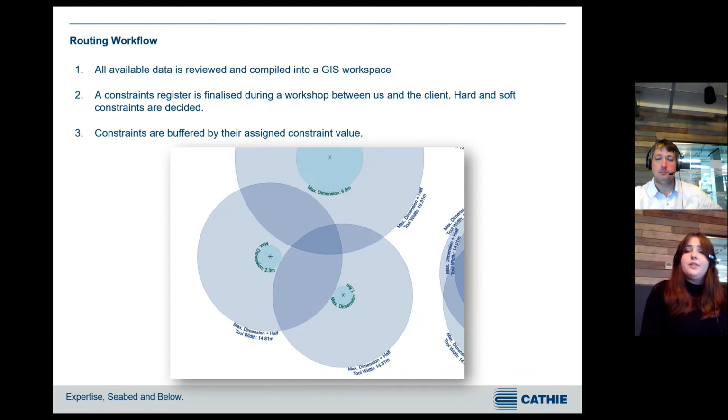Once the constraint register is complete, the constraints are buffered by their maximum dimension and half the width of the installation tool if the product that we are designing is a cable. The constraints are buffered by half the width of the installation tool, so that once the RPL has been finalised and the installation corridor is created, the corridor will then not intersect any of the spatial constraints.